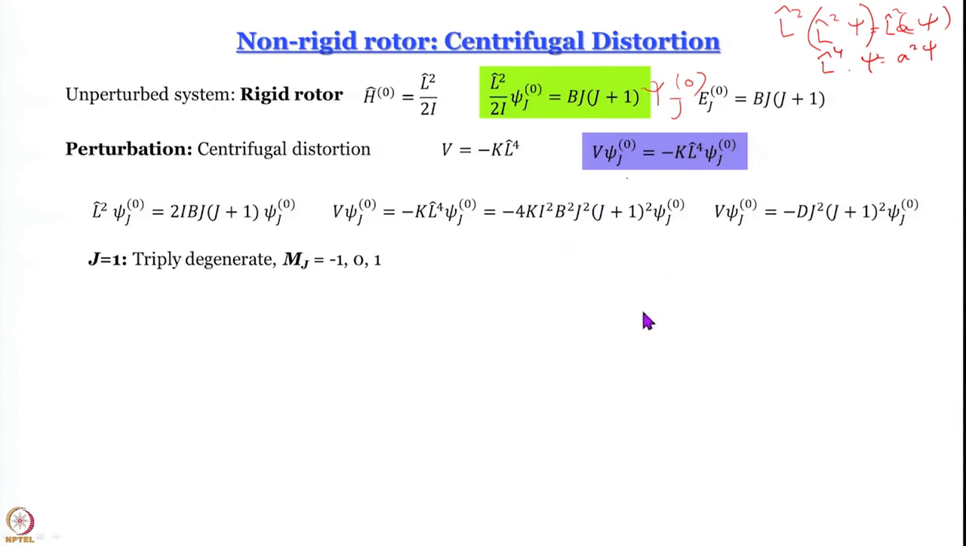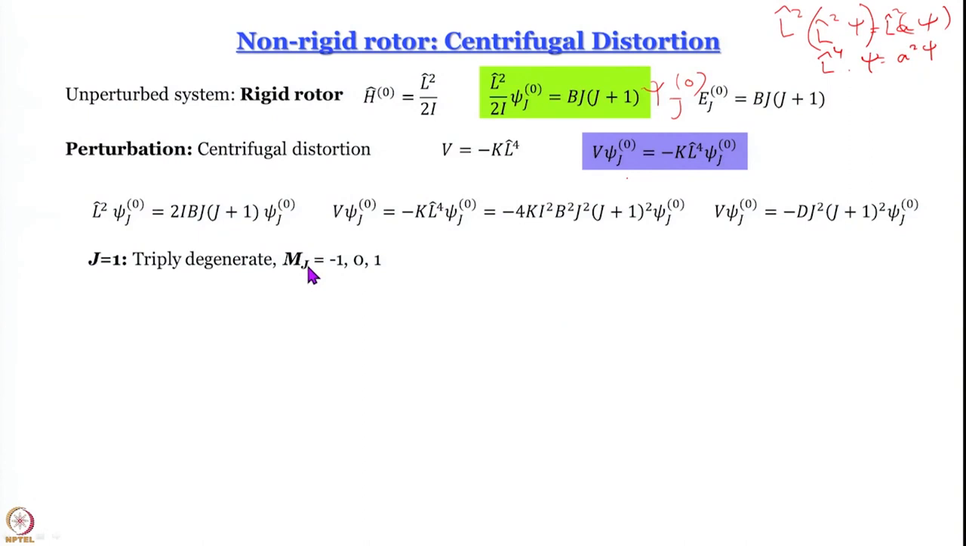Okay. Now, let us work with this level j equal to 1, which is triply degenerate. You can work with any level. In fact, I will encourage you to work with j equal to 2 or something and see for yourself what happens. If you work with j equal to 0, that will be cheating because there is no question of degeneracy there. So, let us work with j equal to 1, which is triply degenerate; mj, the magnetic quantum number, is equal to minus 1, 0, plus 1.